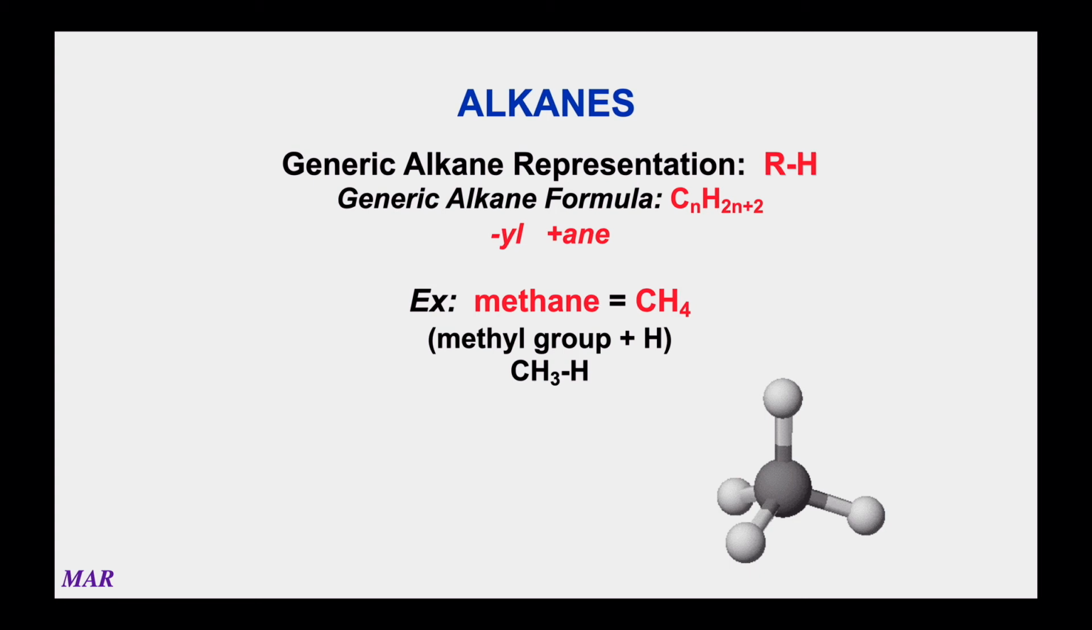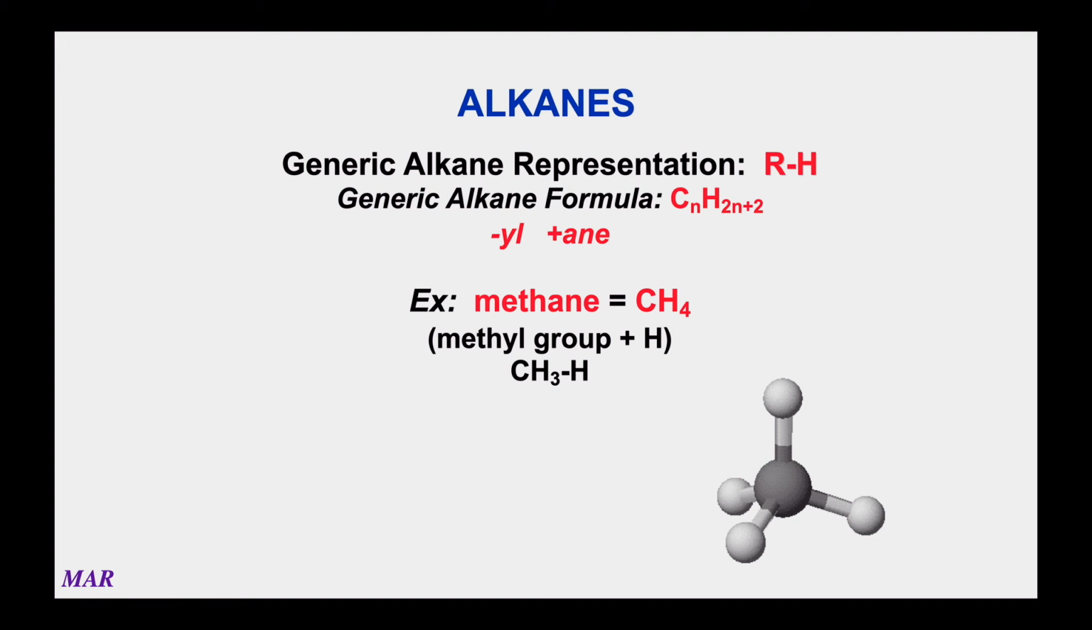And notice the formula. For every n carbons, you have 2n plus 2 hydrogens. So we have 1 carbon, so 2 times 1 plus 2 would be 4 hydrogens. Methane is CH4. Methane is the main ingredient in natural gas. So if your home is heated by natural gas, then you've certainly used methane for heating, which is really cool. So again, methyl group plus hydrogen makes an alkane. Methyl minus YL plus ANE is methane, and the formula is CnH2n+2.